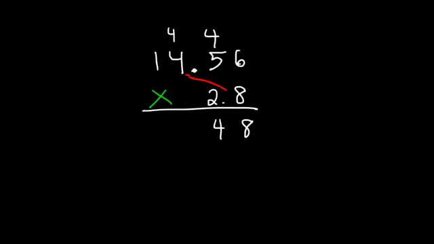And then 8 times 4 is 32 plus 4, that's 36. So let's write 6 and then carry over the 3. 8 times 1 is 8 plus 3, that's 11. So now let's get rid of these numbers.